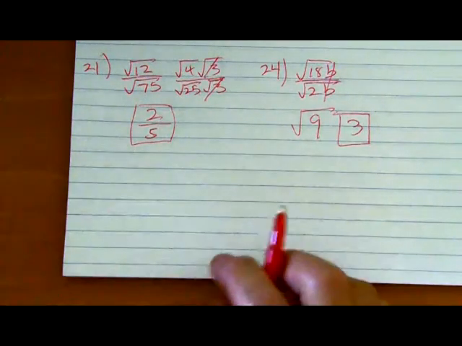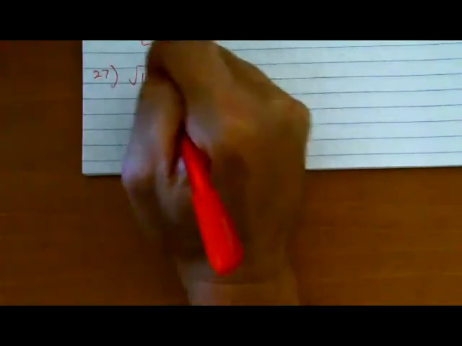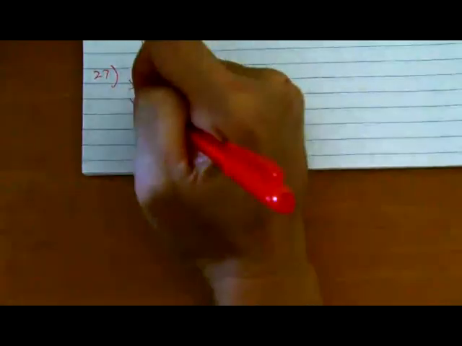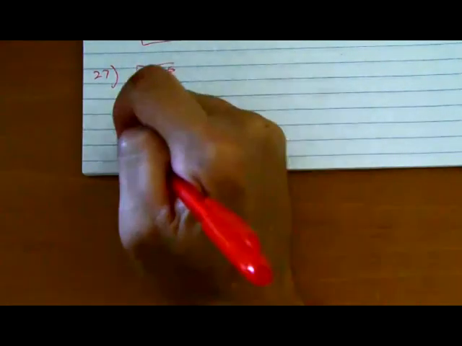Number 27 says square root of 15x to the 5th over square root of 3x. 15 over 3 is 5. X to the 5th over x is x to the 4th. We simplified the fraction, but we didn't square root anything yet.